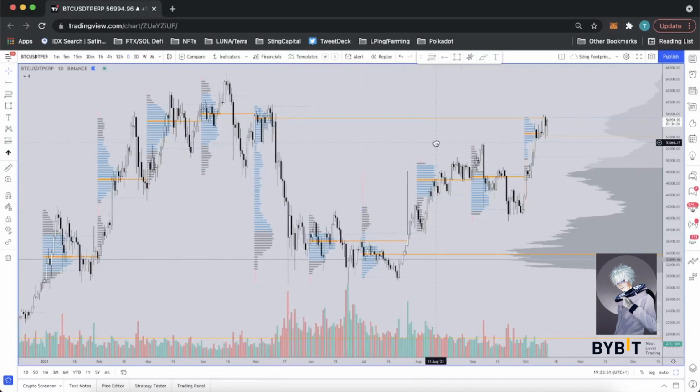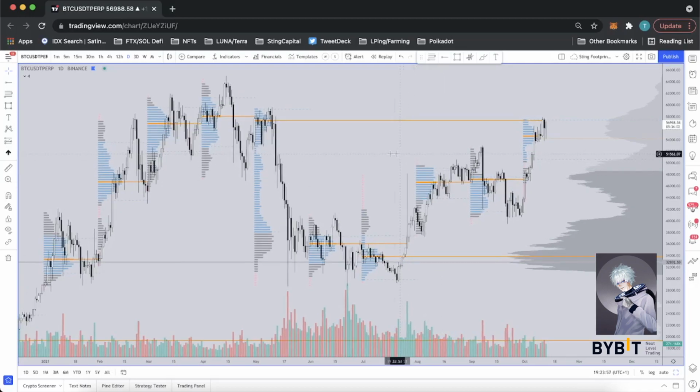All right, so we've talked about value areas and point of control. Now let's talk about what a naked level is. And then we'll go ahead and talk about the rest of the reasons why we use a market profile.